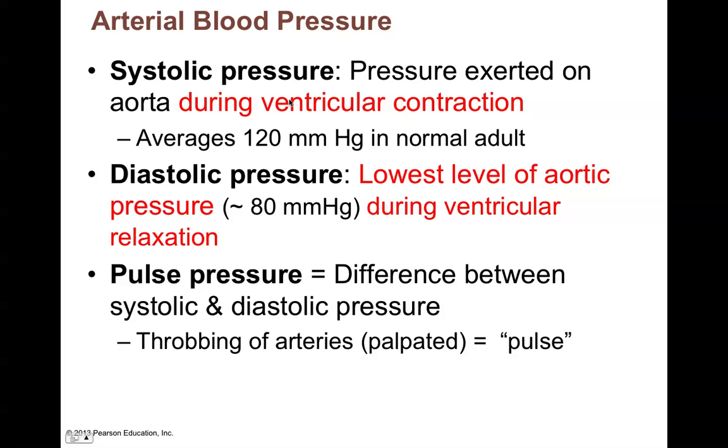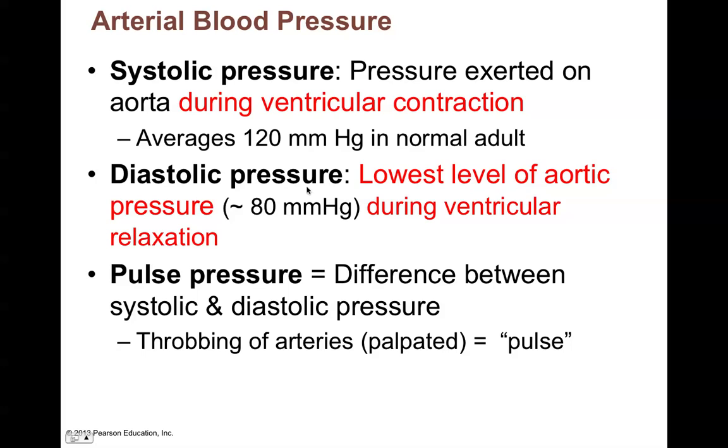Systolic pressure is actually the pressure exerted on the aorta during ventricular contraction. We refer to ventricular contraction as systole, S-Y-S-T-O-L-E, with a long E sound. So, systolic pressure is that pressure exerted on the aorta during ventricular contraction, and it averages about 120 millimeters of mercury in a normal adult. Everyone's is a little bit different, but this would be the average.